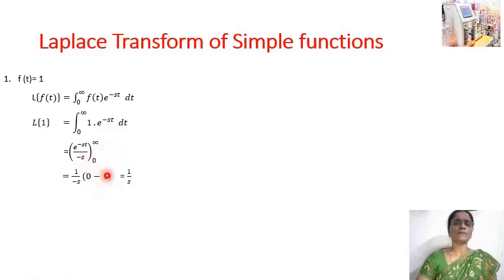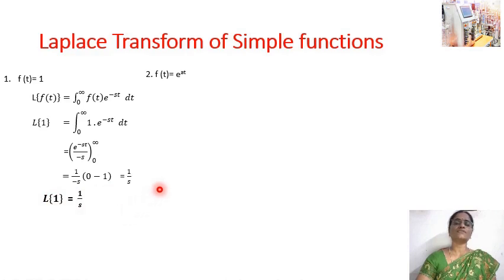At the upper limit of infinity, e power minus infinity is always 0, but e power plus infinity is infinity. So e power minus infinity is 0, and e power minus 0 is 1. Here 1 by minus s, you can take the minus s outside. Minus into minus gives you a plus. So 1 by s is the answer for the simple function f of t equal to 1. So the Laplace of the simple function 1 is nothing but 1 by s. You can see the simple function is 1, but the Laplace of that function is in the form of s.